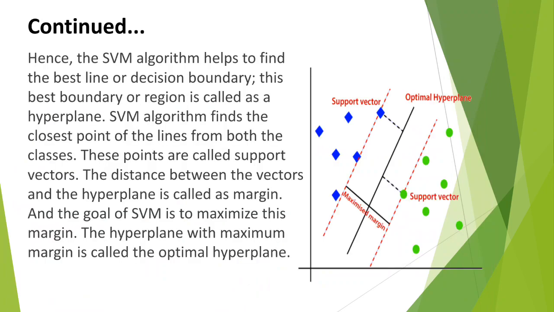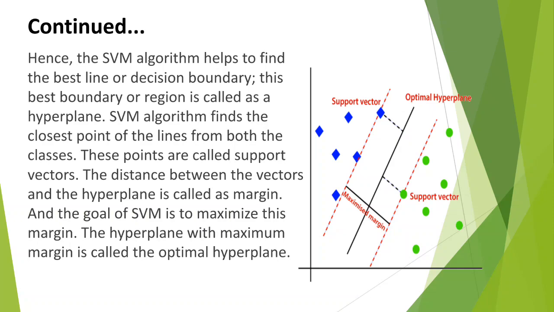As it is in 2D space, by just using a straight line, we can easily separate these two classes. But there can be multiple lines that can separate these classes. Consider the below image. Hence, the SVM algorithm helps to find the best line or decision boundary. This best boundary or region is called a hyperplane.